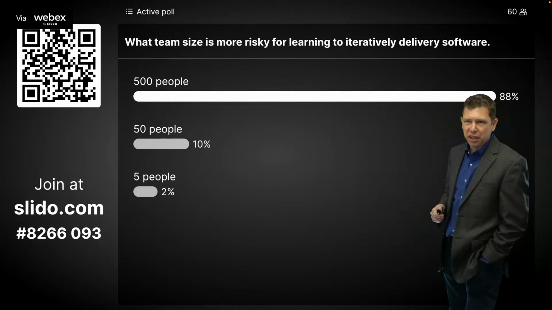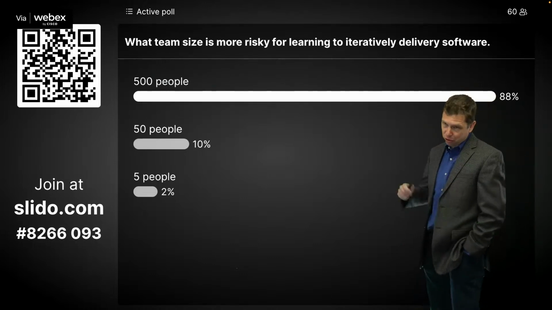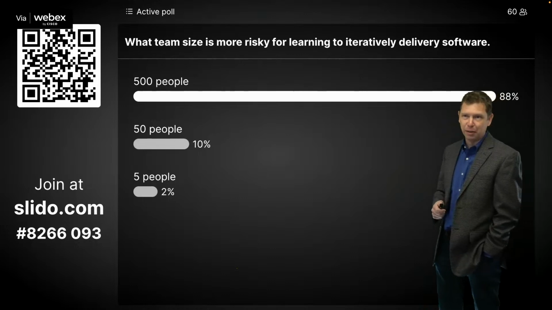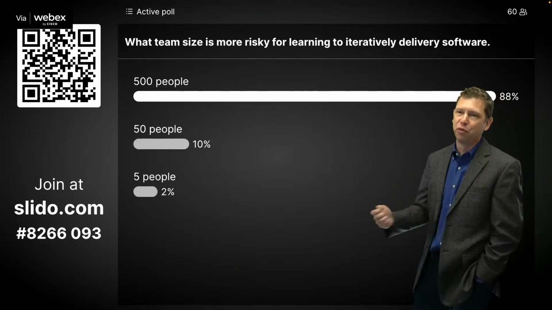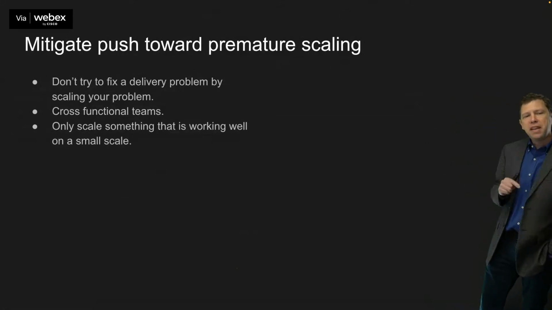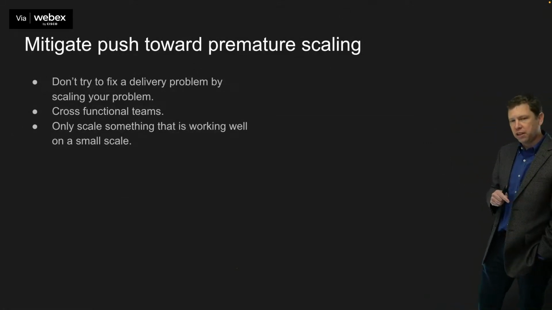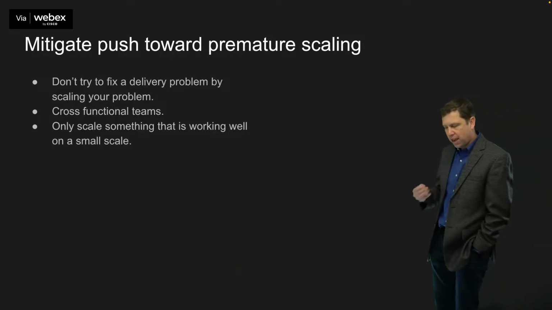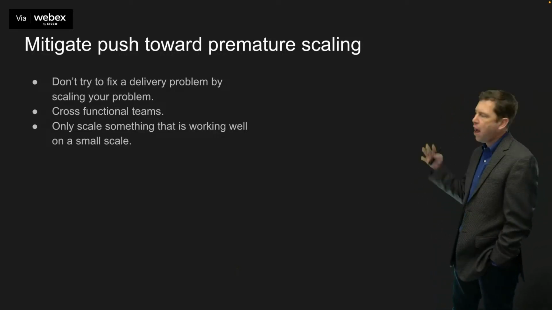The infinite monkey theorem. So the idea is that if you've got 500 people, you'll just be able to produce software by brute force random chance, I think is what it's saying. Okay, so mitigating a push toward premature scaling. This is one of the things that you might have a nefarious agent on your team pushing for. How can you mitigate this?